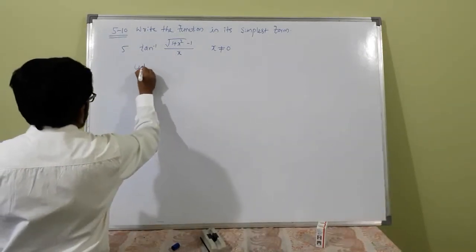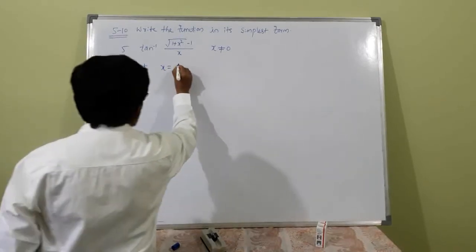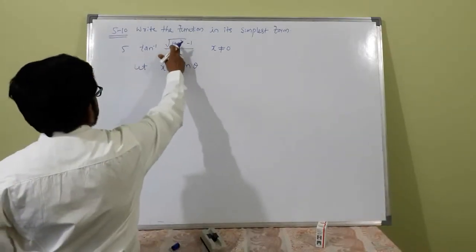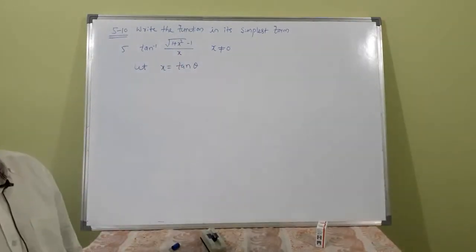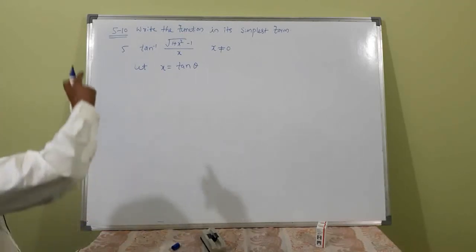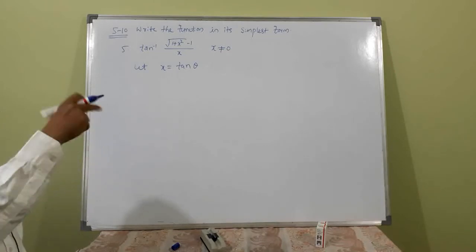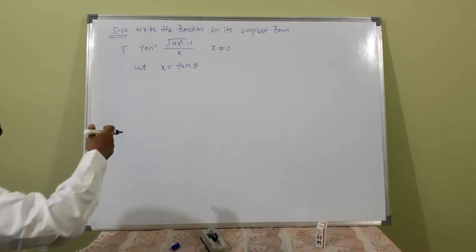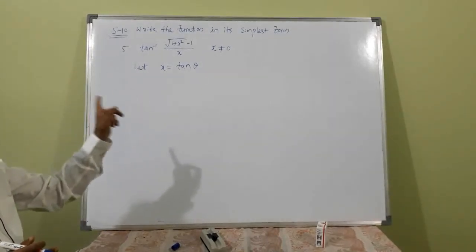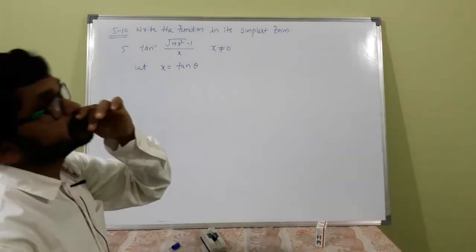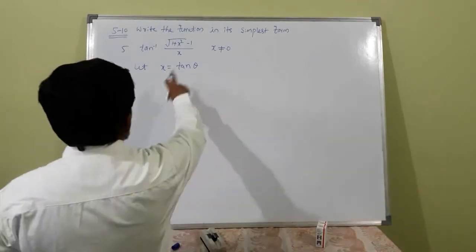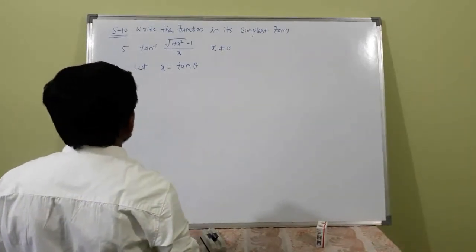Let x is equal to tan theta. Because if you substitute tan theta here, 1 plus tan square theta is equal to secant square theta. Secant square theta root is secant theta, that is 1 by cos theta. 1 by cos theta minus 1 divided by sin theta by cos theta. So cos theta gets cancelled. In the numerator, 1 minus cos theta divided by sin theta. So 1 minus cos theta is 2 sin square theta by 2, like that. So x is tan theta.